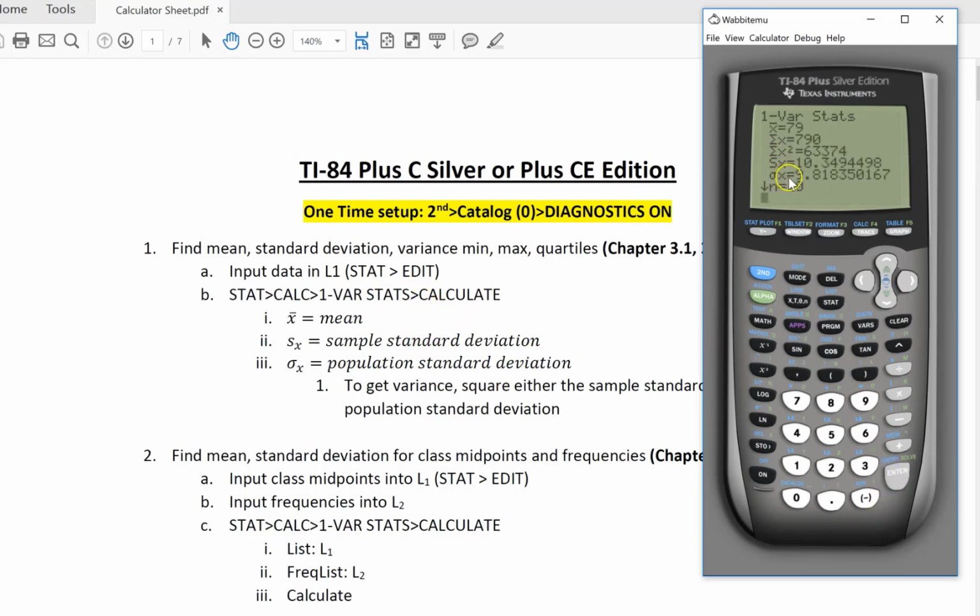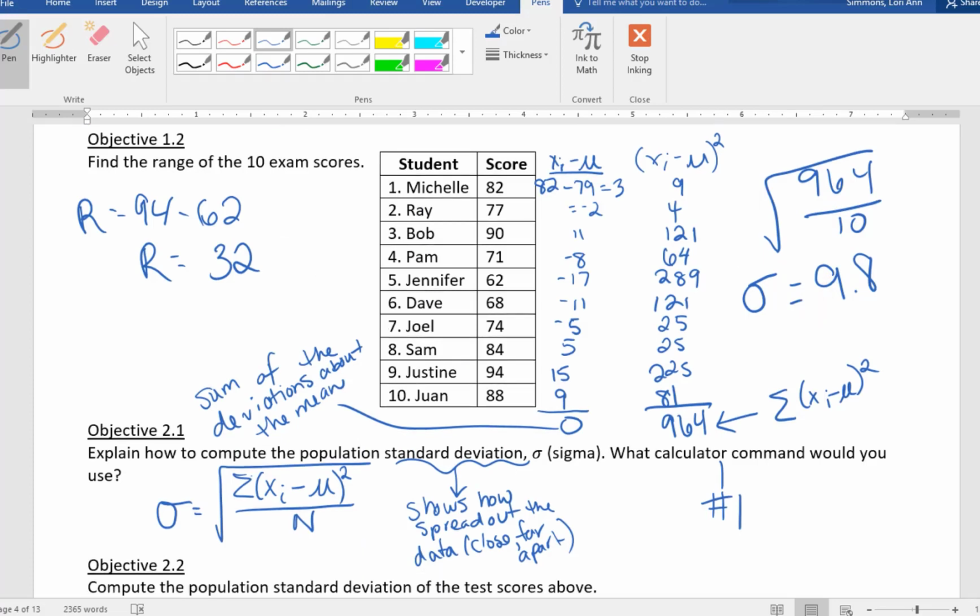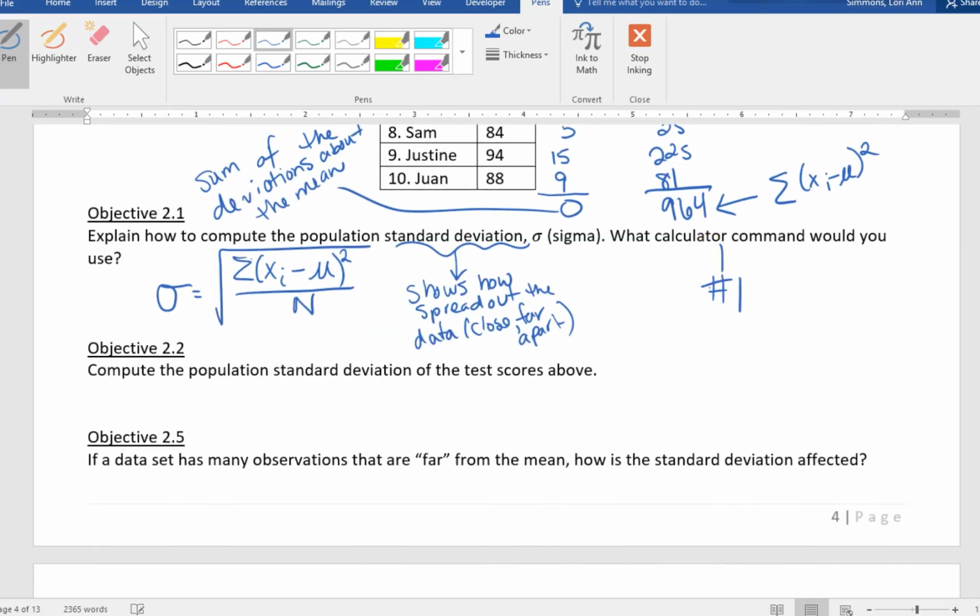So right here I'm seeing sigma is equal to 9.8. And that's what we calculated right here. Okay, so we just did that. So I'm just going to write C above.